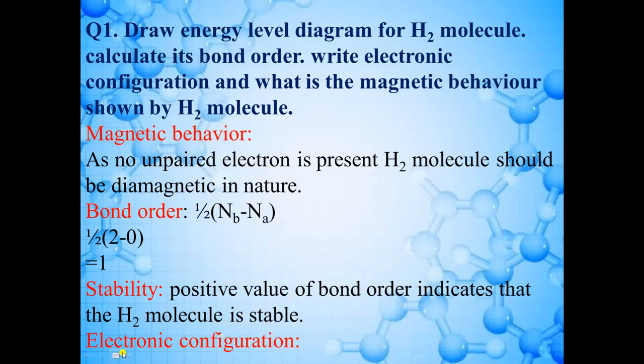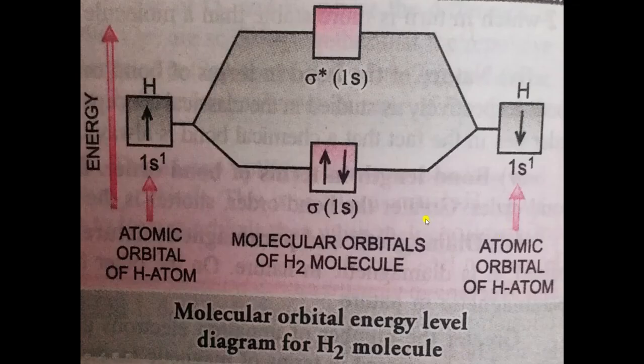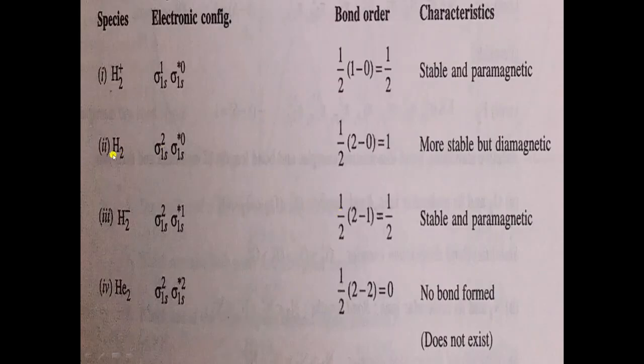Now we will write the electronic configuration of the molecule. Here you have to write the electronic configuration in increasing order. So first we will write sigma 1s2 because two electrons are present in the sigma 1s molecular orbital. So the electronic configuration of H2 molecule is sigma 1s2 sigma star 1s0 because no electrons are present in sigma star 1s. This is how you will write the electronic configuration. And this is the bond order. So it is more stable, but it is diamagnetic.